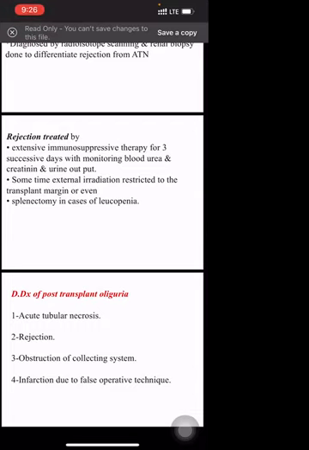What is the differential diagnosis? Acute tubular necrosis, rejection, obstruction of the collecting system, and infarction due to faulty operative technique.